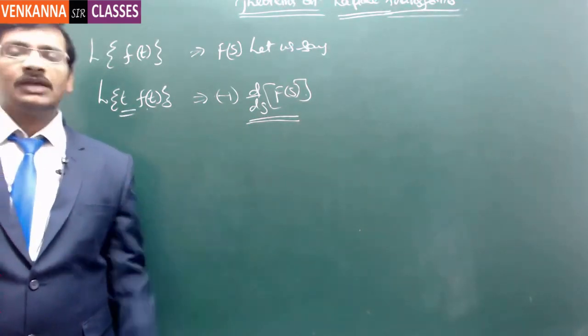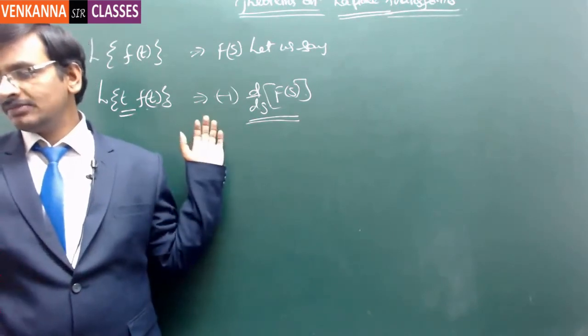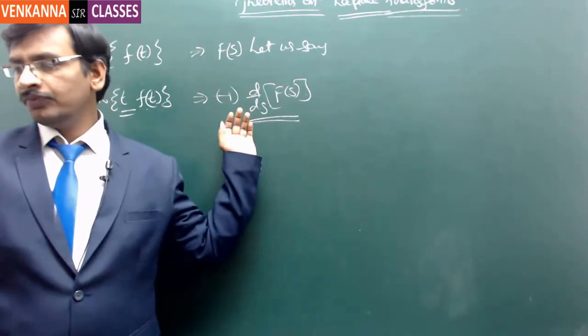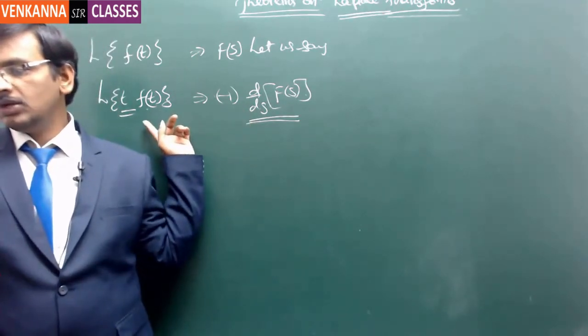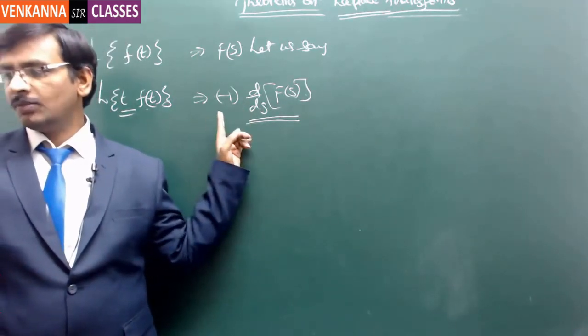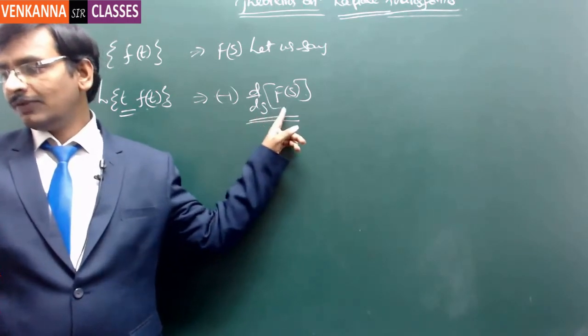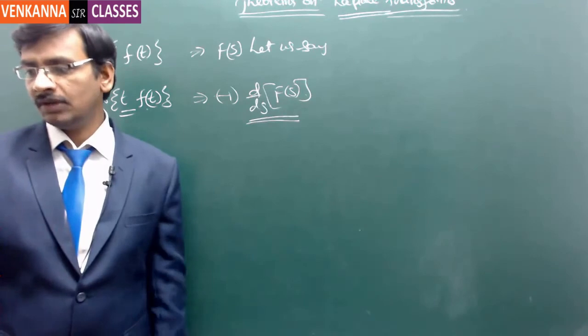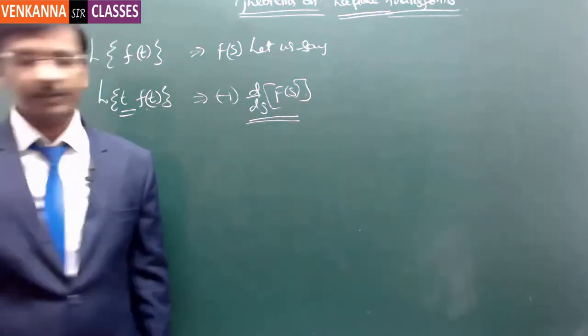Now I'll give you 2 minutes. Can you prove this from the base principle of finding the Laplace transform? Can you prove that the Laplace transform of t into f of t is equal to minus 1 into d by ds of F of s? I'll give you 2 minutes, after that I'm going to solve it for you anyway. Okay, so let me prove this.